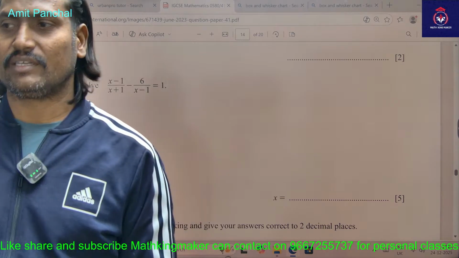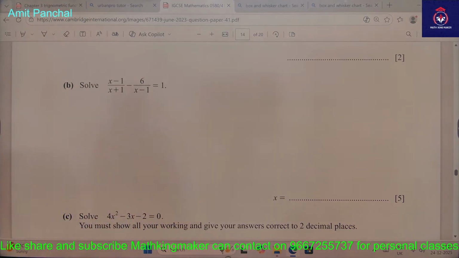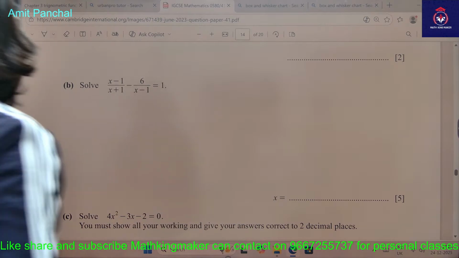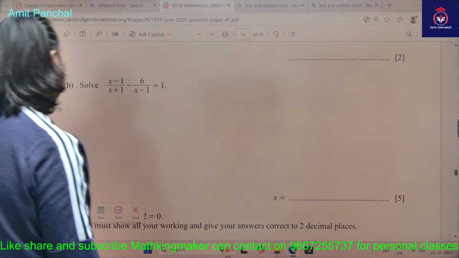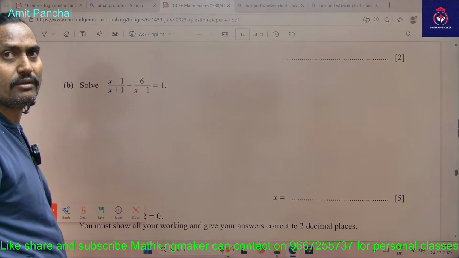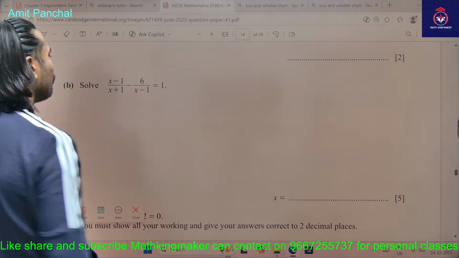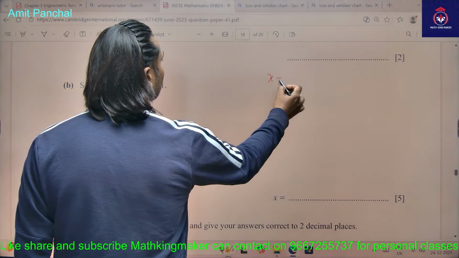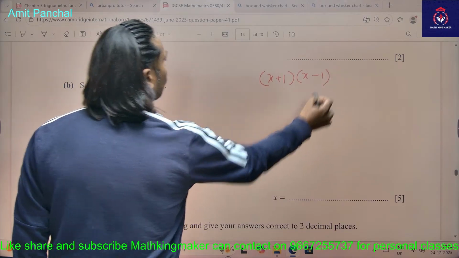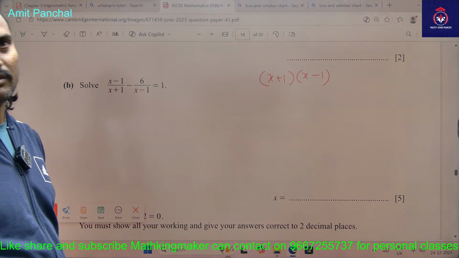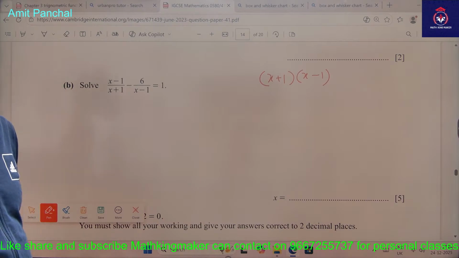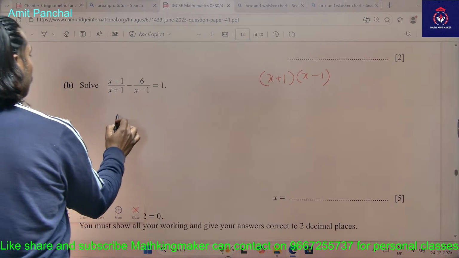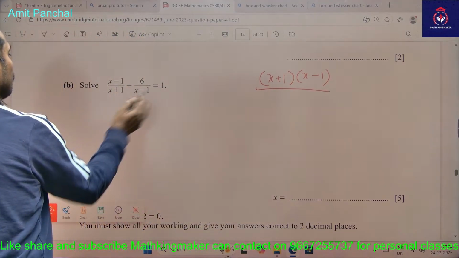7B is just rearranging. The next exercise, 6.3, is the rearranging exercise. Just mark it 6.3. Nothing to do, just make the LCM, or you multiply x plus 1 and x minus 1 on both sides. Either you do cross multiplication or just simply multiply. I don't understand what cross multiplication is, honestly. Okay, don't do cross multiplication. Whatever is in the denominator, just multiply these things on each side, in each term.